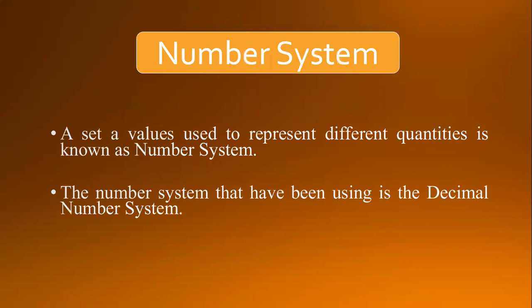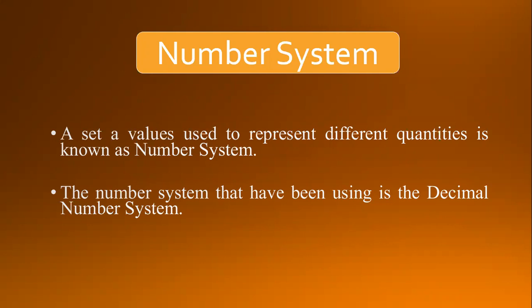So what is the number system? A number system is the set of values used to represent different quantities. The quantities can be numbers or any other thing. The number system that we have been using is the decimal number system. In our daily life, we are using the decimal number system.